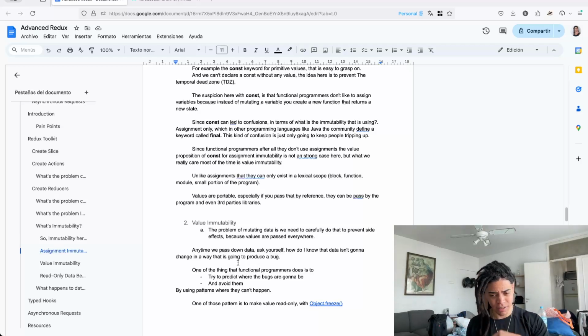Again, allegedly for functional programming, the idea is: let me try to predict where our errors and bugs will happen, and avoid them by using patterns where they can never happen. So they are preventing that by using some of these patterns.